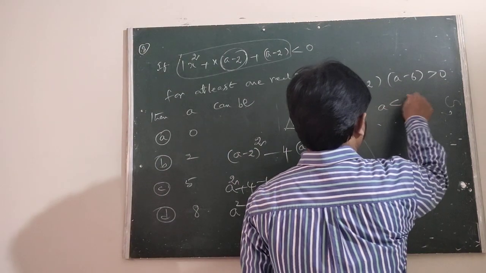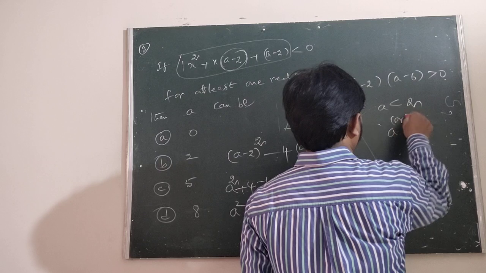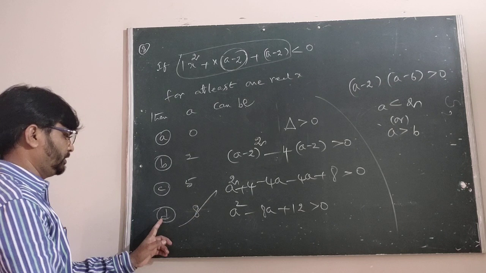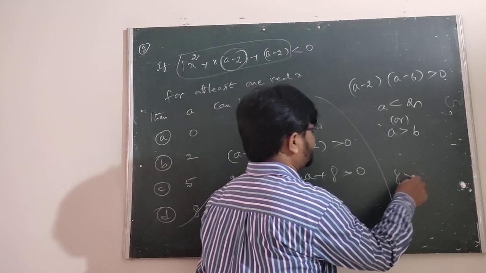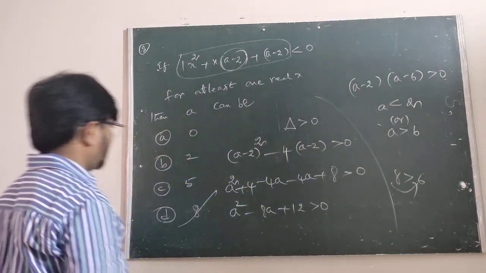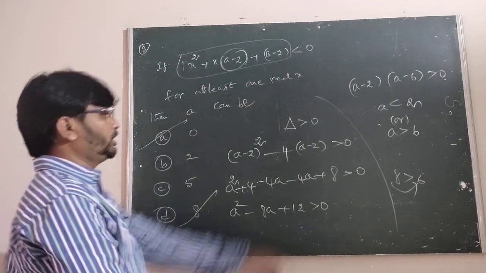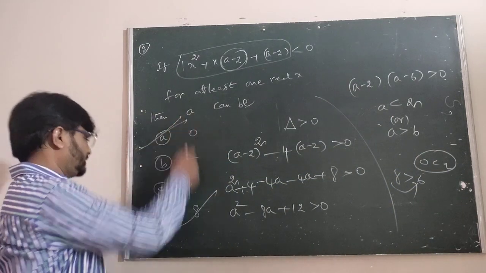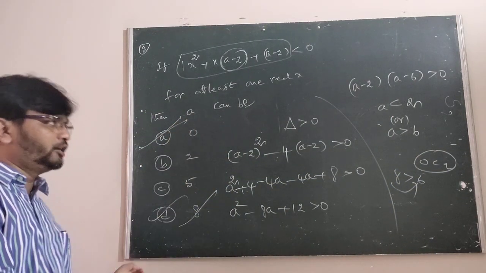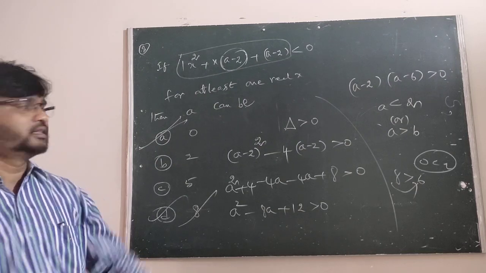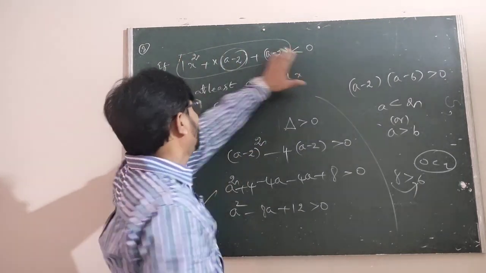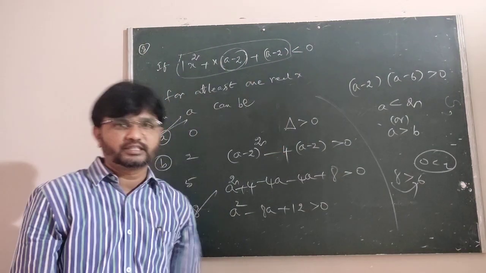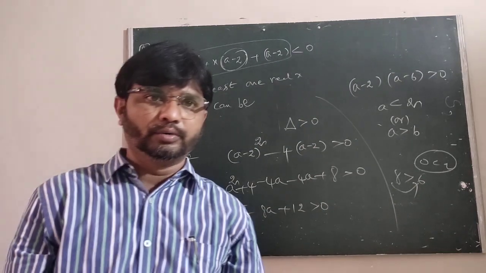Now here a is less than 2 or a is greater than 6. Greater than 6 is option D, since 8 is greater than 6. Another option is 0, and 0 is less than 2. Therefore, the correct options are option A and option D. That is the meaning: when the expression is less than 0 and the coefficient of x square is positive, then the discriminant must be greater than 0.